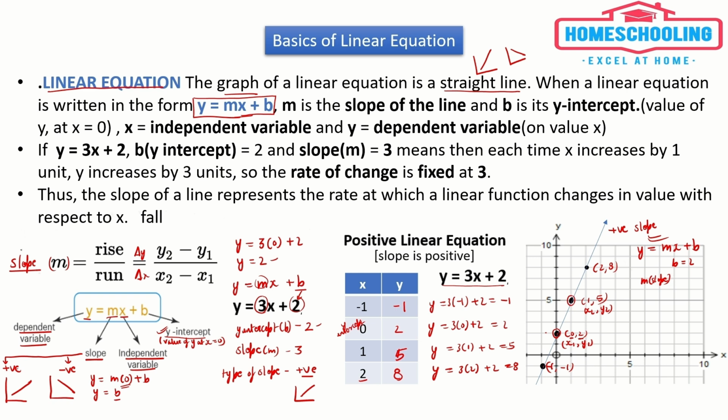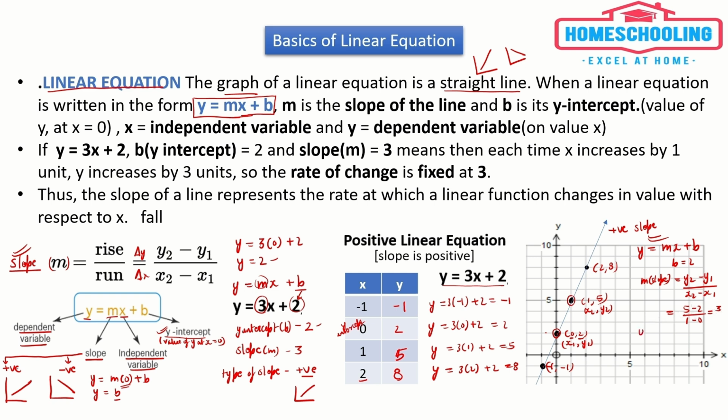As we have read in the basics, the slope formula is rise over run, or delta y over delta x, that is equal to y2 minus y1 divided by x2 minus x1. So as we know here, y2 is 5 and y1 is 2, divided by x2, which is 1, and x1 is 0. So 5 minus 2 is 3, divided by 1, so 3. So our slope m is 3.